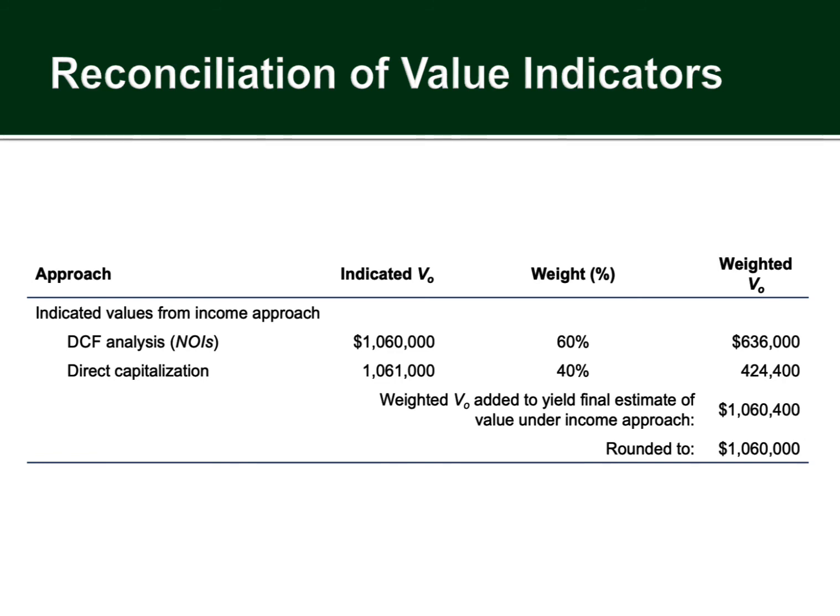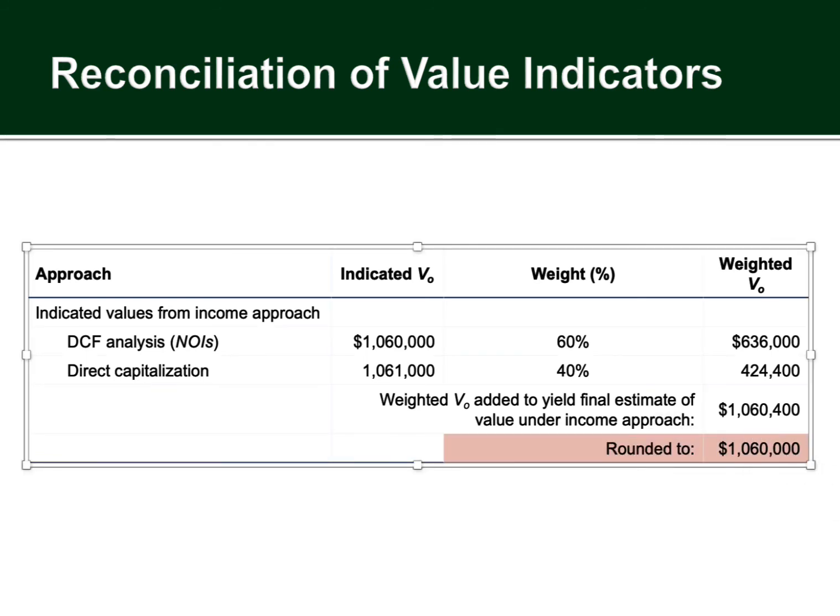Usually it's customary to round up or down to the nearest thousand, or even the 10,000 if it's a multi-million-dollar transaction or greater. And so that's why you see this rounded down here to 1.06 million.